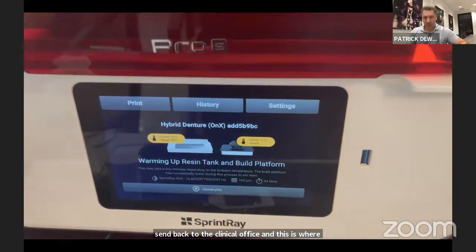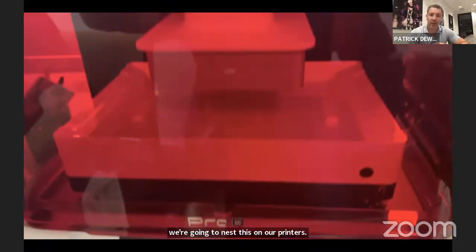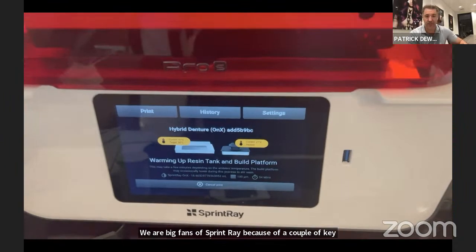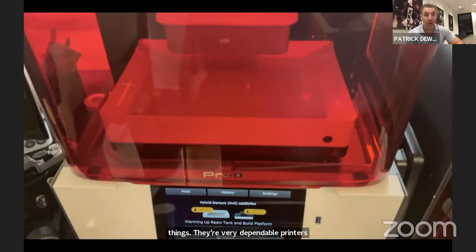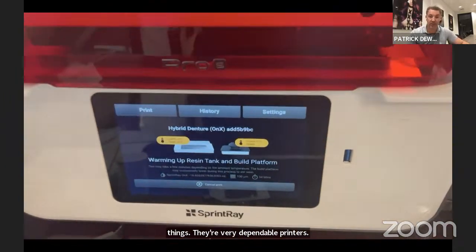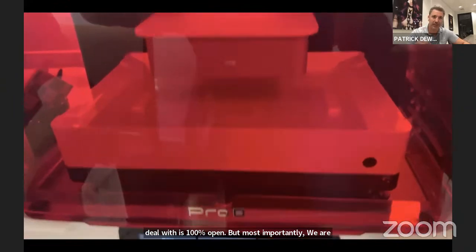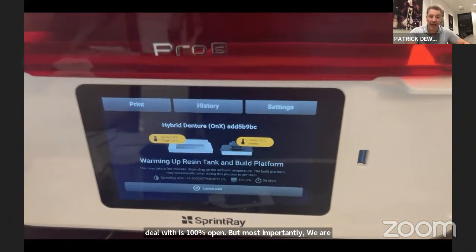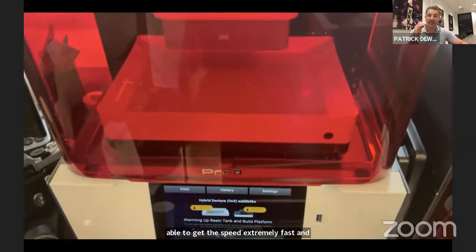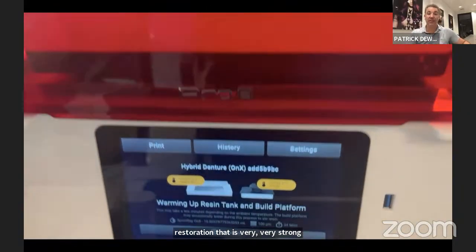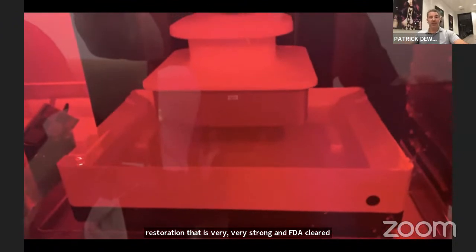So most of you are probably familiar with Sprint Ray. We're very close with Sprint Ray. We are big fans of Sprint Ray because of a couple key things. They're very dependable printers. They're very simple. They're open systems. Everything we deal with is 100% open. But most importantly, we are able to get the speed extremely fast and also have a restoration that is very, very strong and FDA cleared, to where you know this restoration is not going to break when the patient leaves.